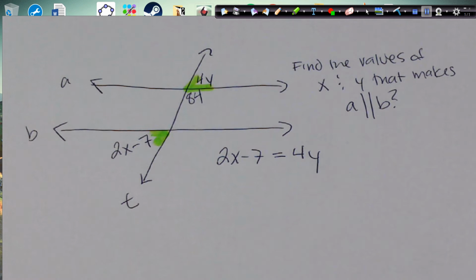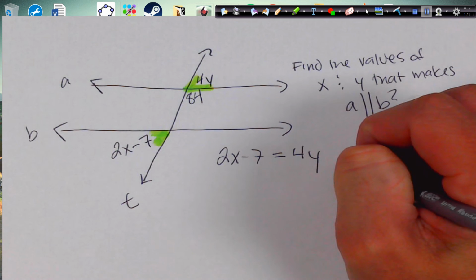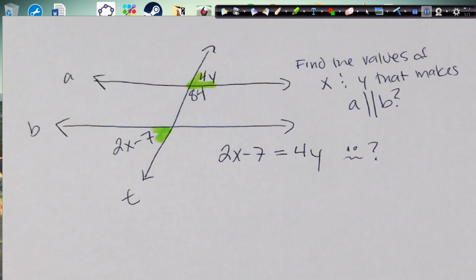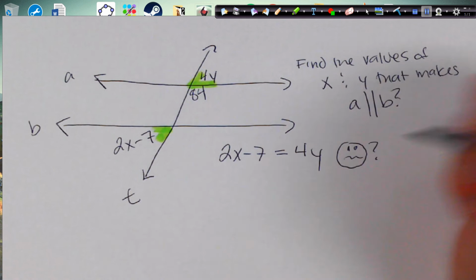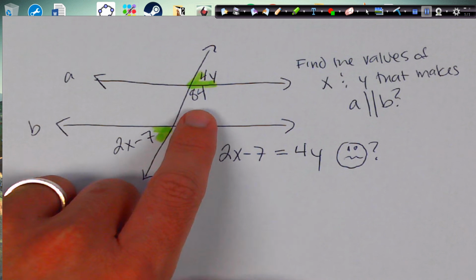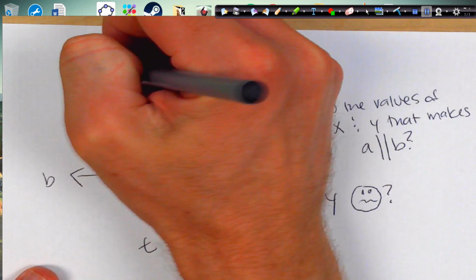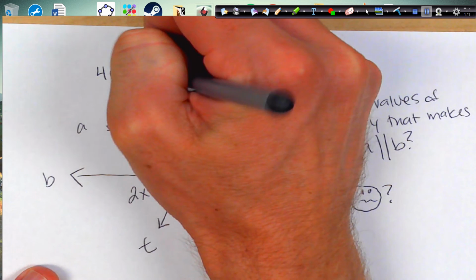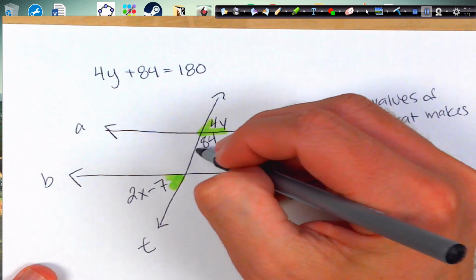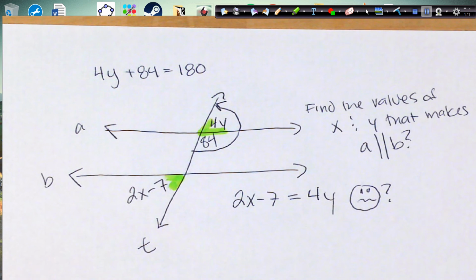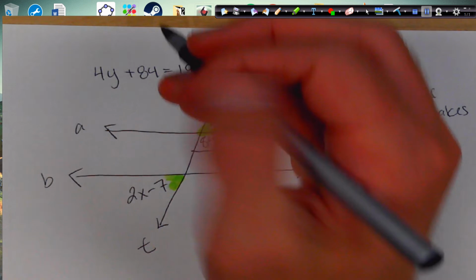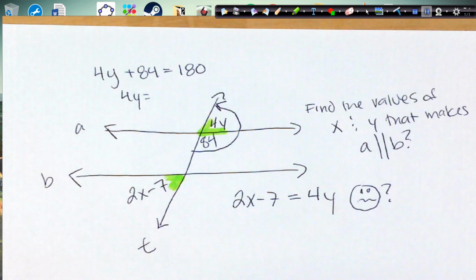The problem is that 4y and 2x minus 7 is impossible to solve. So you might be thinking like, this is too difficult to solve. Okay, so we don't know how to solve that. So what we're going to do instead is try and use this 84 degrees to help us solve for 4y, which we can in fact solve because 4y plus 84 should equal 180 because these are a linear pair. So we're going to go ahead and subtract 84 from both sides. This will leave us with 96 and then divide by 4.